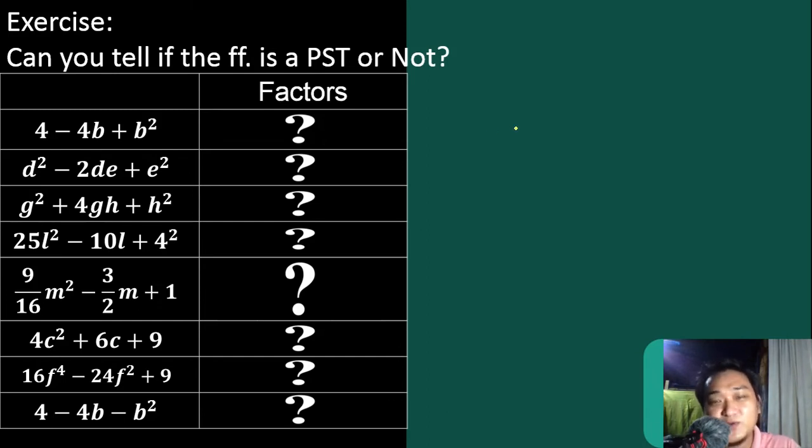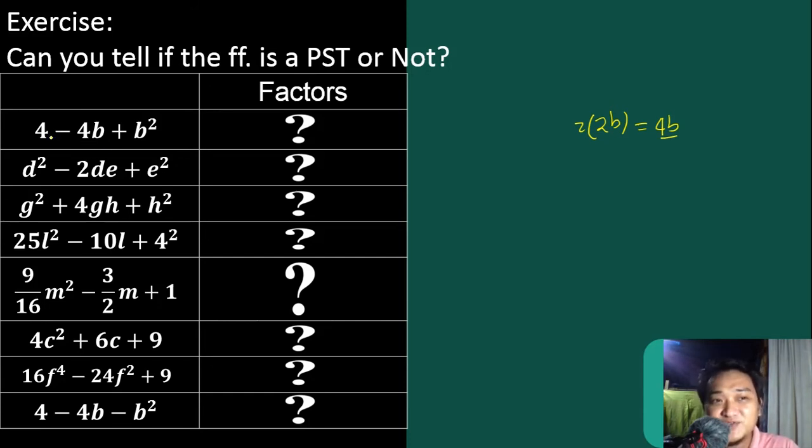4 minus 4b plus b squared. Again, para malaman natin kung perfect square siya, all we have to do is to get the square root of the first term, 2, and get the square root of the last term, b. The square root of 4 is 2, the square root of b squared is b, times 2 pa. Okay? Huwag nyo kalimutan na, kasi may constant lagi yan at 2, times 2 pa. So that is equivalent to 4b. Tapos check natin kung siya yung middle term. Okay, so in this case, siya nga yung middle term.